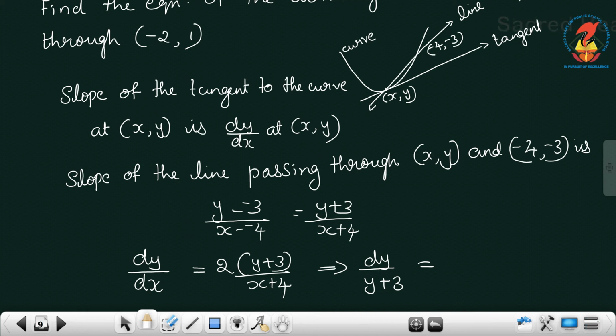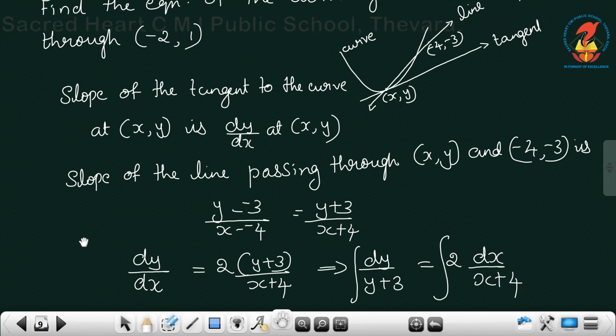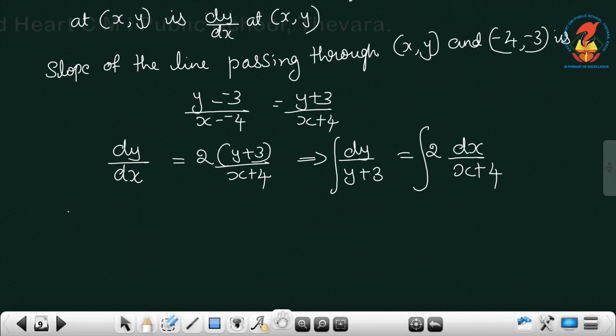So, we have to separate x and y. So, y to the left hand side and x to the right hand side, dx to the right hand side. So, 2 into dx by x plus 4. Now, we can integrate. What is the integral of the left hand side? y plus 3. If the power is 1, directly you can write log y plus 3. Actually, it is by substitution, but do not do all that step. Directly you can write. But if the power is more than 1, you can't do that.